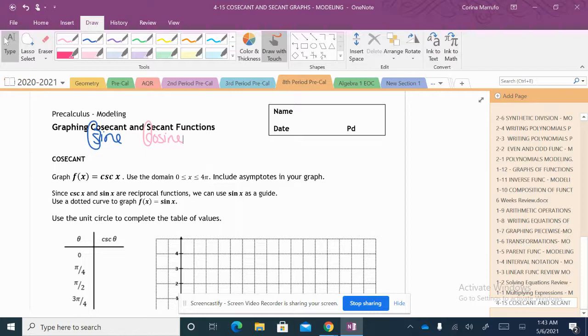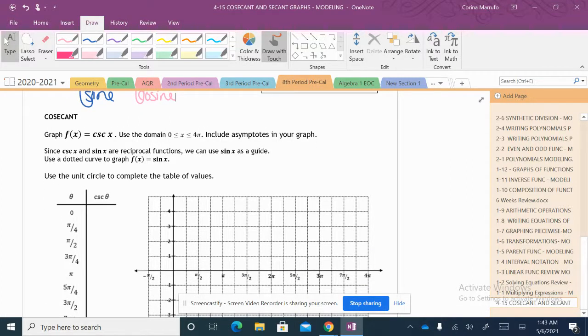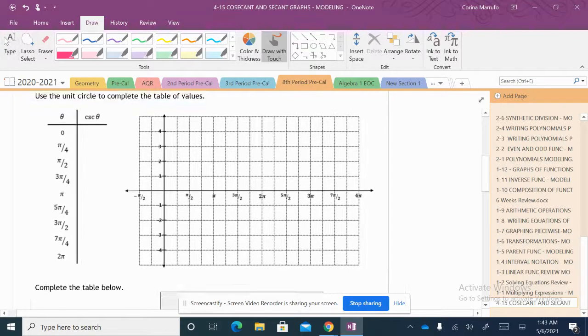So when they want us to graph cosecant, we're going to use a domain between 0 and 4 pi. We're going to include the asymptotes. If you remember, we covered asymptotes in rational functions. Well, cosecant and secant have asymptotes as well. Since cosecant and sine are reciprocal functions, we can use sine of x as a guide and use a dotted curve to graph f of x equals sine of x. Use a unit circle to complete the table of values.